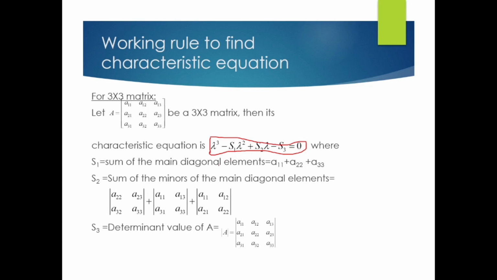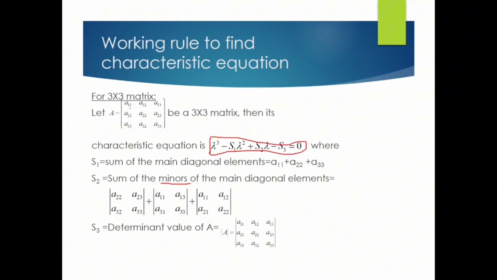And S2, how do we find S2 for a 3 by 3 matrix? It is the sum of the minors of the main diagonal elements. I fix the first diagonal element A11 and leave the corresponding row and column. The resultant elements I put in a matrix, so it is A22, A23, A32, A33. Plus, for the next diagonal element A22, I fix it, leave the corresponding row and column, and get A11, A13, A31, A33.